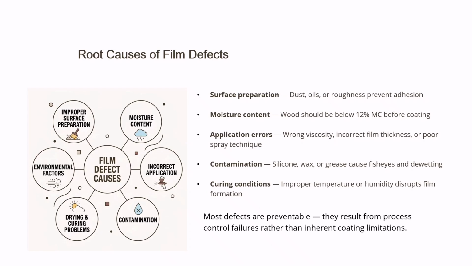Another cause is application errors such as wrong viscosity, uneven film thickness, or poor spray technique. We also have contamination from silicone, wax, or grease, which can create fish eyes and surface problems. Finally, curing conditions like incorrect temperature or humidity can affect proper film formation. Overall, most film defects are preventable through good process control and proper coating practices.